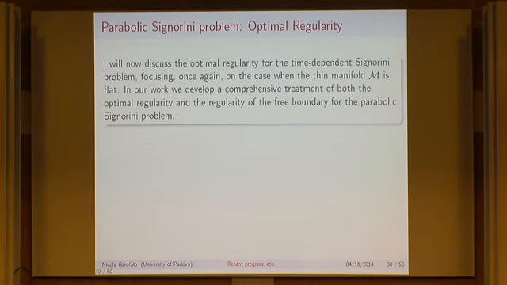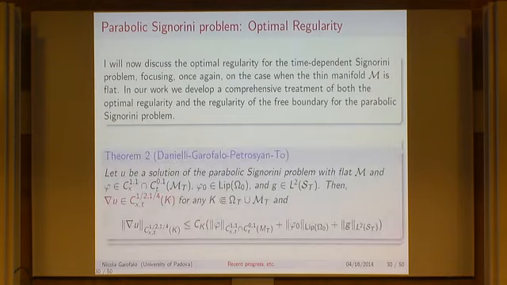So now let me go back to the parabolic Signorini problem. Again, I will focus on the case of a thin manifold M which is flat. And this is the main result that we prove with Donatella, Arshak, and Tung. So suppose that u is a solution of the parabolic Signorini problem with flat M and the obstacle in a suitable, natural class, with phi 0 the initial datum and g the lateral datum.